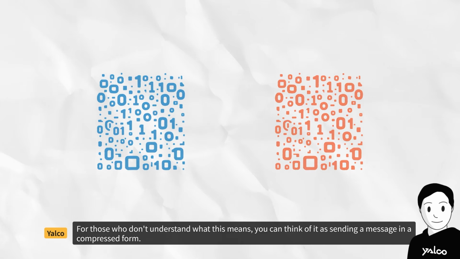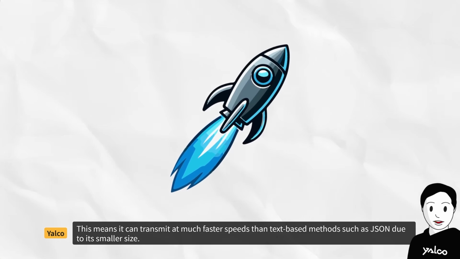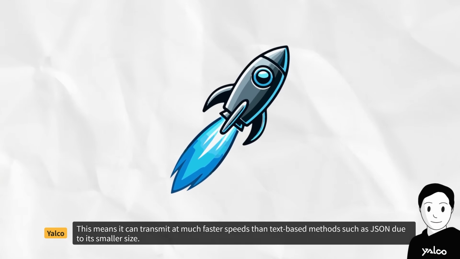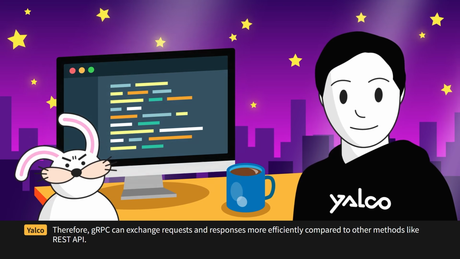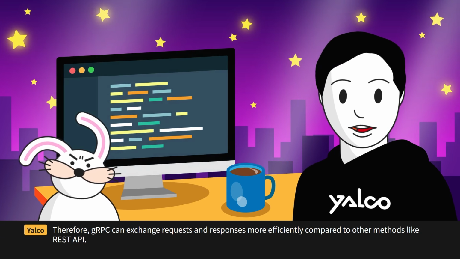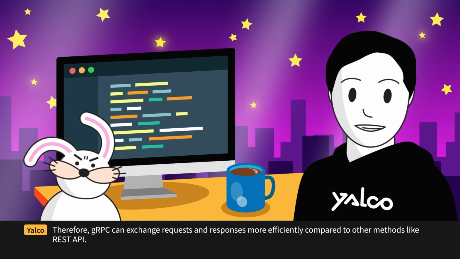For those who don't understand what this means, you can think of it as sending a message in a compressed form. This means it can transmit at much faster speeds than text-based methods such as JSON due to its smaller size. Therefore, gRPC can exchange requests and responses more efficiently compared to other methods like REST API.